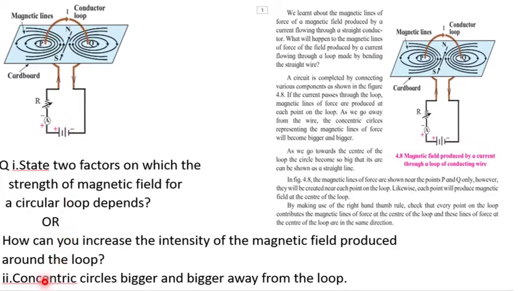Now, let us see our next question. Why do the concentric circles become bigger and bigger away from the loop? These are the concentric circles. They become bigger and bigger as we go away from the loop. So away from the loop, the intensity of the magnetic field decreases, and therefore the concentric circles representing the magnetic lines of force become bigger and bigger. As you go away from the loop, the intensity of the magnetic field decreases.